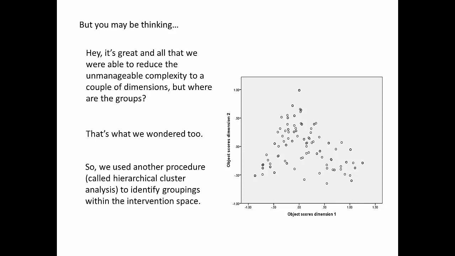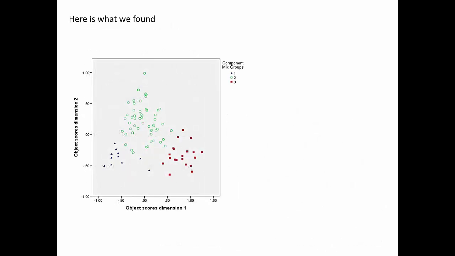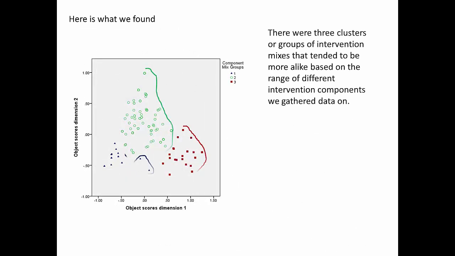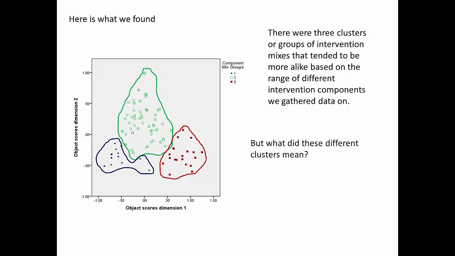So we used another procedure called hierarchical cluster analysis to identify groupings within our intervention space. And so where are the clusters of intervention mixes that tend to be alike? Let me show you. Here's what we found. There were 3 clusters or groups of intervention mixes that tended to be more alike based on a range of different intervention components that we gathered information on. So not similar just based on this or that component, but on a whole range of components.